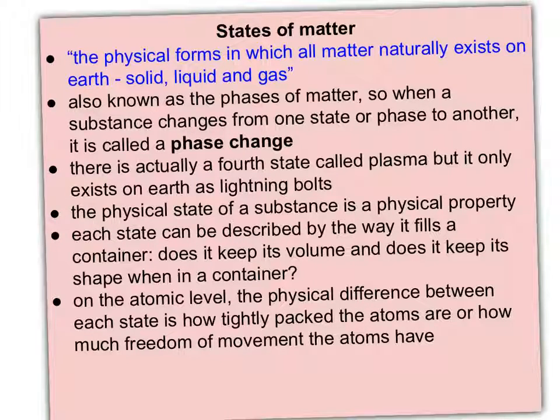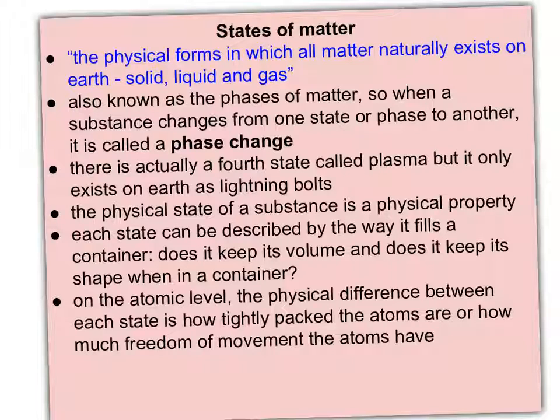The three common ones on Earth are solid, liquid, and gas. There's actually a fourth state of matter called plasma, but it only exists on Earth as lightning bolts, so it's really not common enough to bother with, at least at this point in our chemistry studies. It's a physical state of a substance, so it's a physical property. Each state can be described by the way it fills a container. Does it keep its volume in the container, and does it keep its shape when in the container, or does it take the shape of the container?